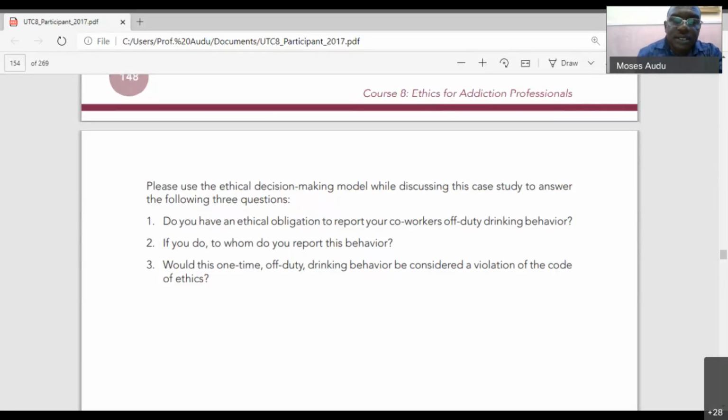Okay. If there's no one, let's answer the question. If your co-worker is drinking off-duty, do you have an ethical obligation to report their off-duty drinking behavior? Given all that we have learned so far, is there a responsibility, an ethical obligation, to report them? Can I say something? Yeah, please go ahead.